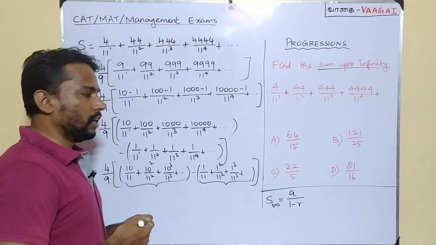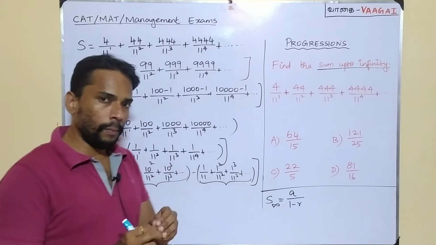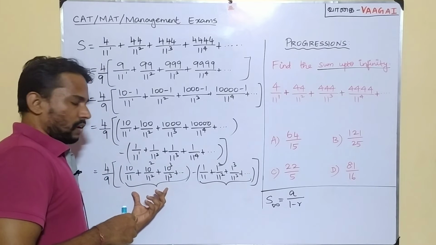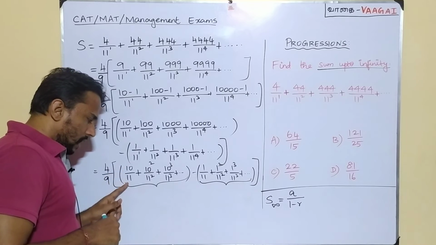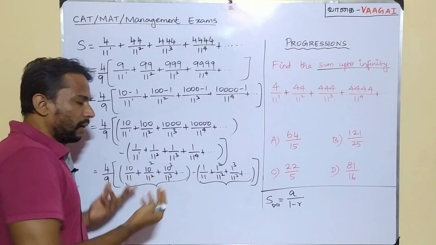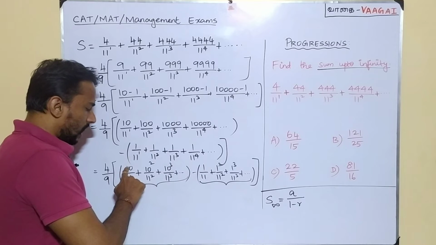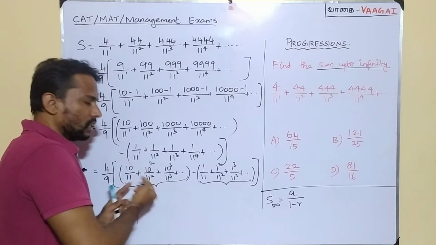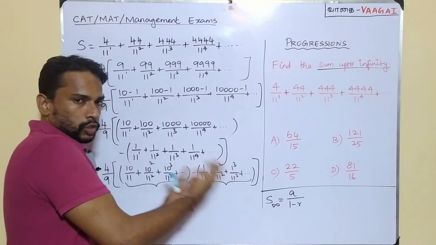Where a is the first term of our GP and r is the common ratio of our GP. So this expression will become what? This is a GP where the first term is 10 by 11 and the common ratio is again 10 by 11. Why? Because you can easily observe that 10 by 11 is multiplied with another 10 by 11 to give the second term, and this is again multiplied by 10 by 11 to give the third term, and so on.